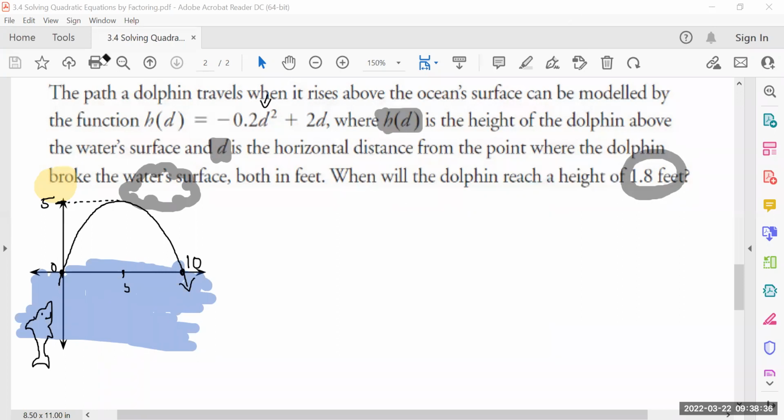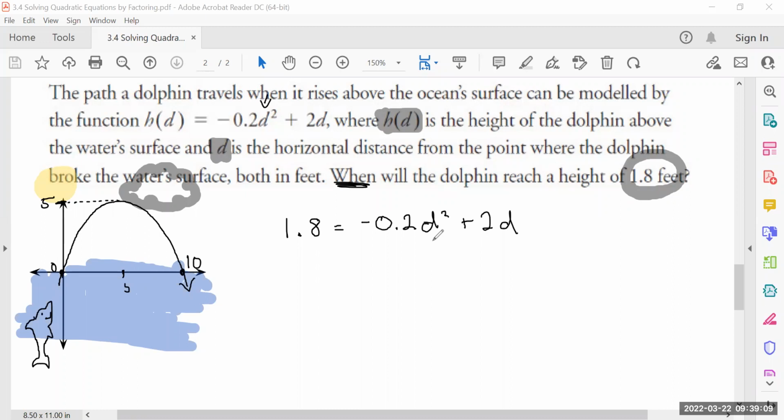I don't mean to confuse you. I wanted you to think about it though, because it's really good exercise. 1.8 belongs on the left side of the equal sign because that represents the height. d represents the horizontal distance. The question is now you have to solve: at what distance will the dolphin reach a height of 1.8 feet? Solve it. It's so simple.